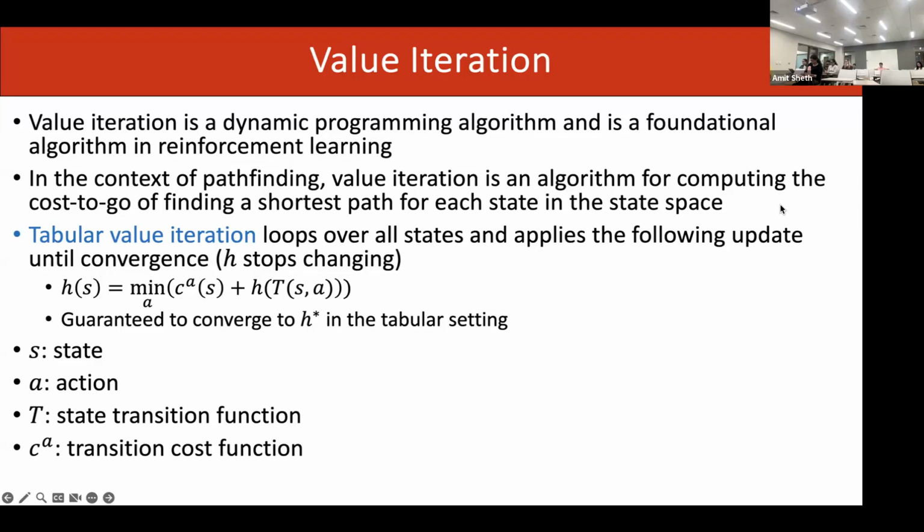So if you're able to fit everything into a table and you run value iteration, you're guaranteed to converge to H star, which is the cost of the shortest path. So at any given state, what's the minimum cost that I need to incur to solve that problem? For example, if you could do this for chemical synthesis, which you can't in a table because it's too large, but if you could, you would know the minimum cost you need to synthesize any possible chemical.